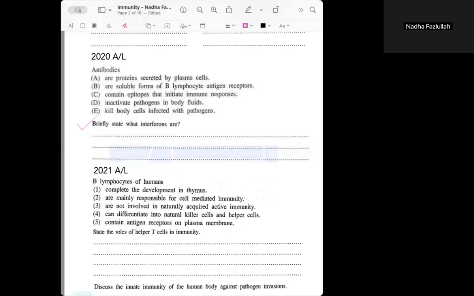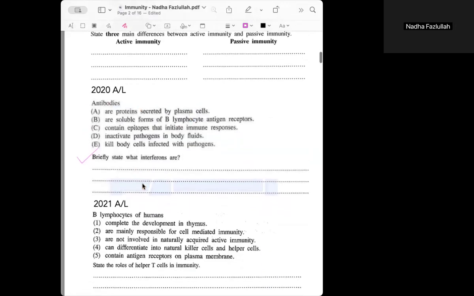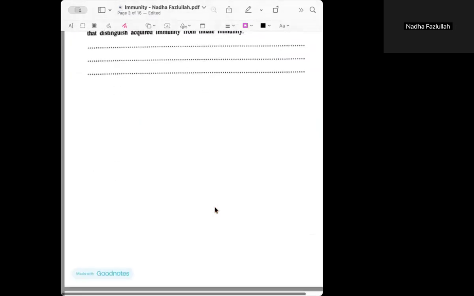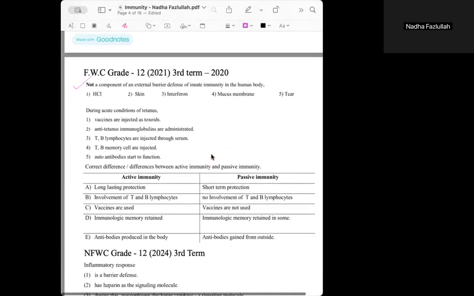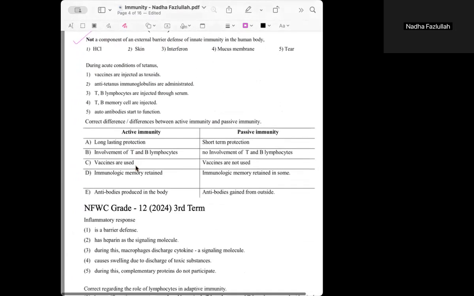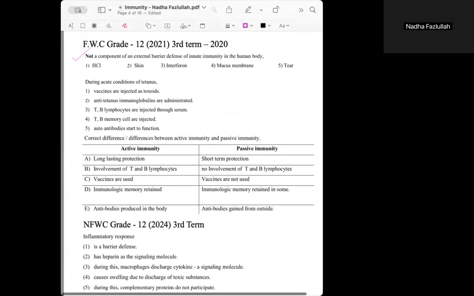First of all, please mark down the questions that you can try. In the question queue, 2020 A level, you can do the structured question: briefly state what the interferons are. Mark it down. I'm showing you first, I have marked it down already, and then with me, you can mark it. Then move on to the FWC questions. The first question you can do is about what is not a component of an external barrier defense, the FWC grade 12 third term question. I hope you guys are marking it.